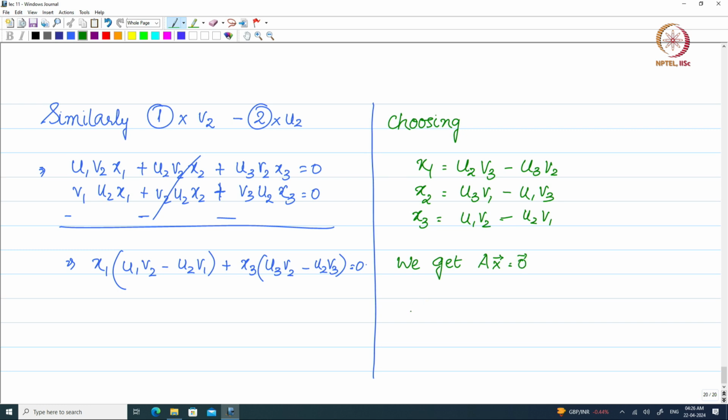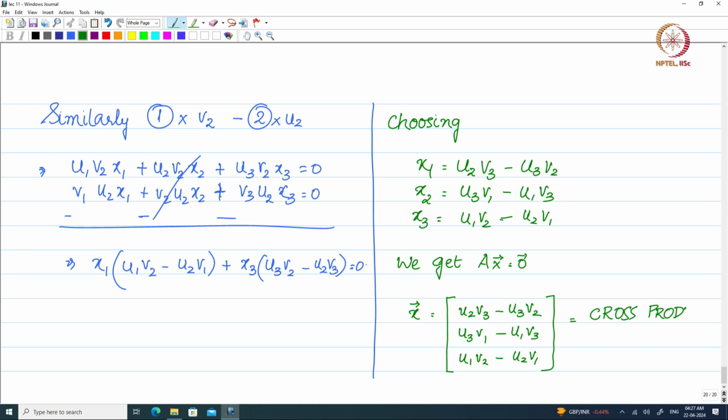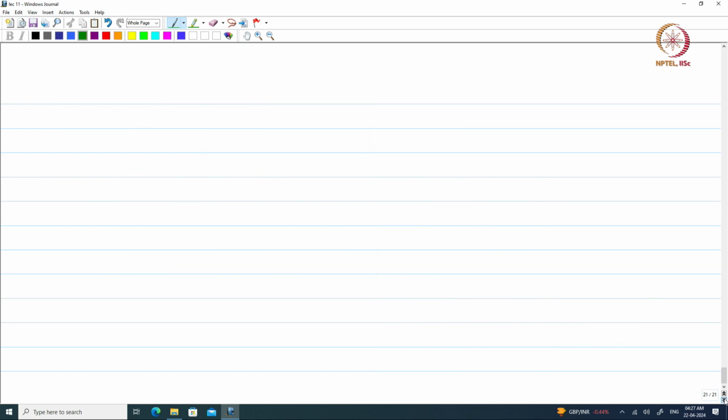Now, what is interesting is the solution vector, the solution that we have, x is basically equal to U2 V3 minus U3 V2, U3 V1 minus U1 V3, U1 V2 minus U2 V1, which is basically what we call as the cross product. We define this as the cross product of the vector u and the vector v, right.